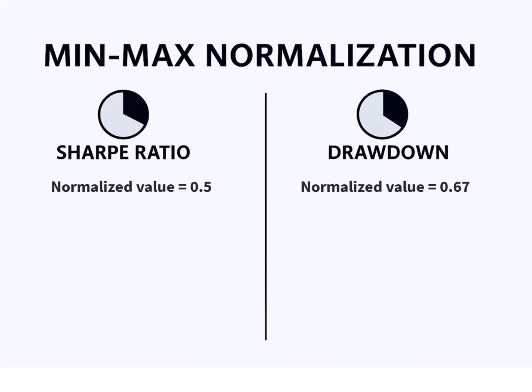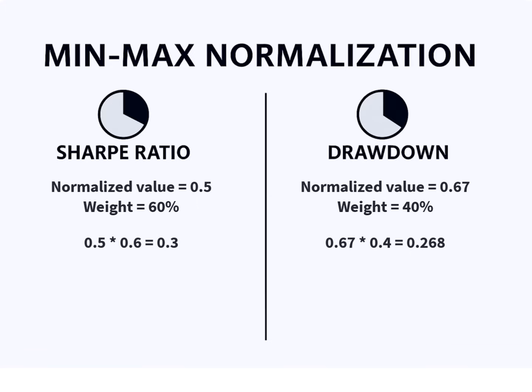In our example, the normalized Sharpe score was 0.5 and the normalized drawdown score was 0.67. And for this specific example, we decide that Sharpe weight is 60% and the drawdown weight is 40%. Now we can simply multiply these normalized scores with the percentages. In this case, 0.5 for the Sharpe times 0.6 is 0.3. And for drawdown, the normalized score of 0.67 times 40% is 0.268. We can now add them up to a total score of 0.568.